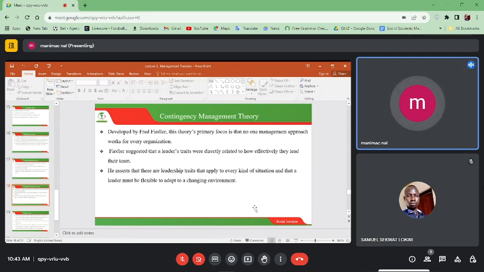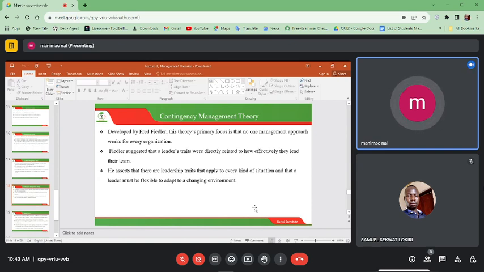organization. Fiedler also suggests that the leader's strengths are directly related to how effectively they lead their team. If a leader has very good positive traits, where he's encouraging and inspiring, then at the end of the day, we shall see him directing his team members to work effectively and efficiently in a very harmonized way.